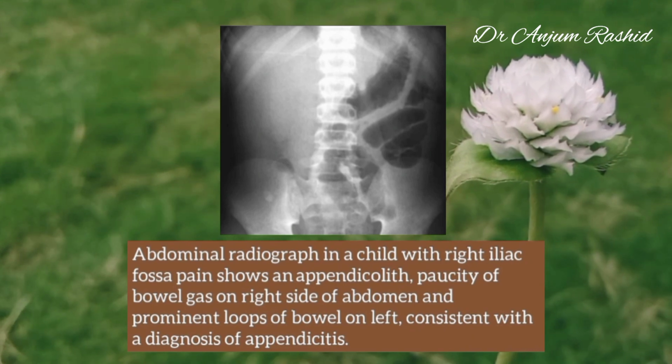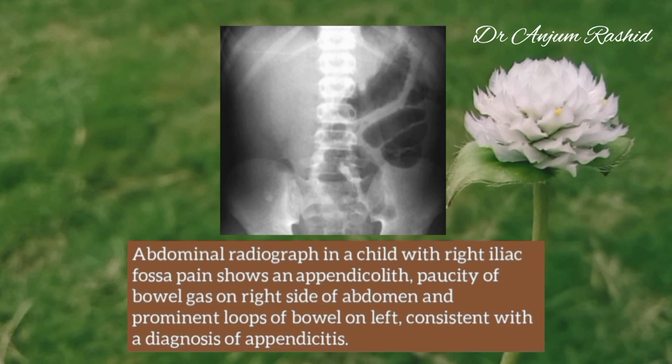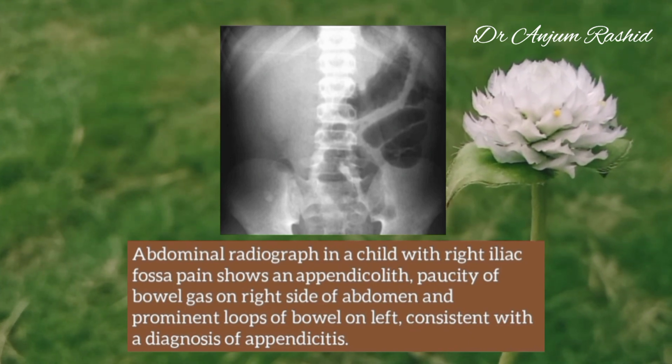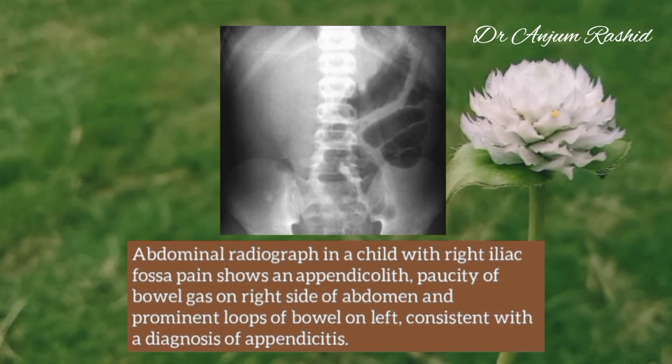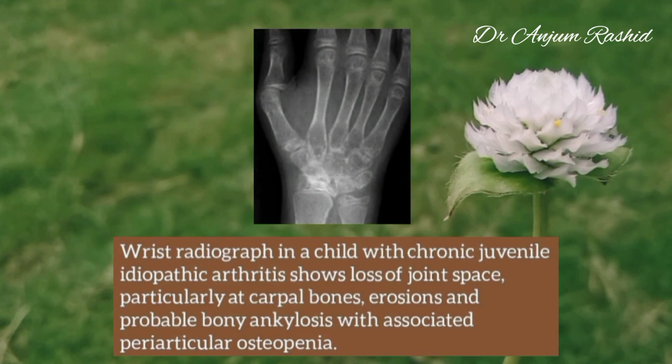Now, abdominal radiograph in a child with right iliac fossa pain. It shows an appendicolith, paucity of the bowel gas on the right side of the abdomen, and prominent loops of bowel on the left. All this is consistent with diagnosis of appendicitis.